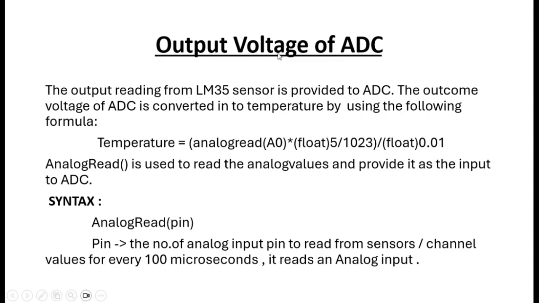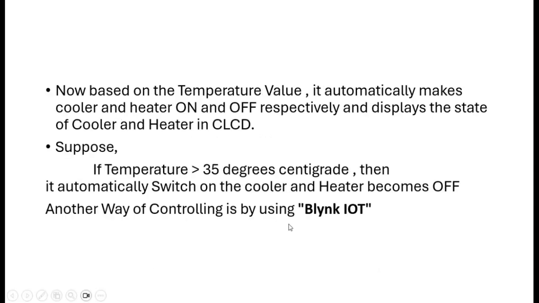Coming to the output voltage of ADC, here also we have a formula to convert these 0 to 1023 analog values into temperature. Here we use temperature equals analogRead(A0). Here A0 is the pin of the temperature sensor which we have given to the Arduino. From that analog read, we multiply it by 5 and divide it by 1023 because there are 1024 samples. Next, we divide by 0.01 volts. And here you can see the syntax of the analog read and pin number.